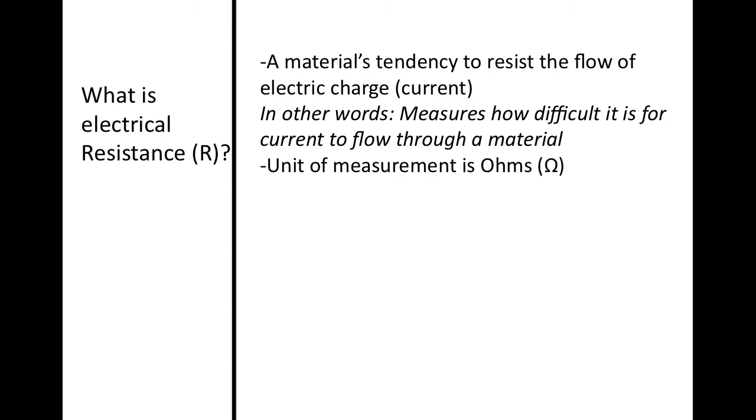Electrical resistance is a material's tendency to resist the flow of electrical charge. In other words, it measures how difficult it is for current to flow through a material. This unit of measurement is denoted as omega, which is ohms.